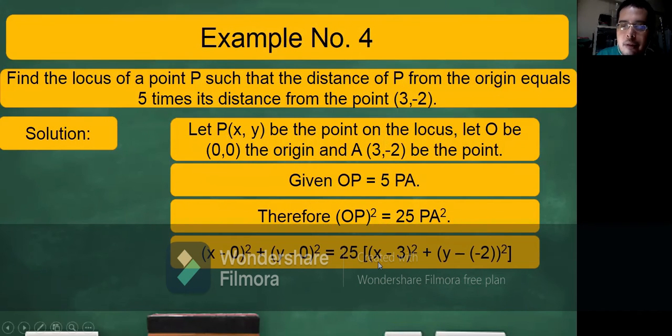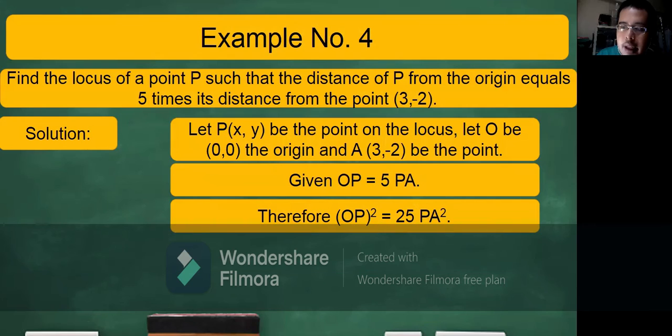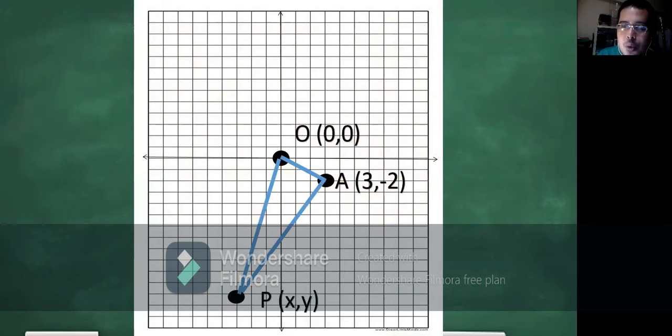which is equal to 25 multiplied by (x minus 3) squared plus (y minus negative 2) squared. That is the distance between these two points, and the distance between these two points.